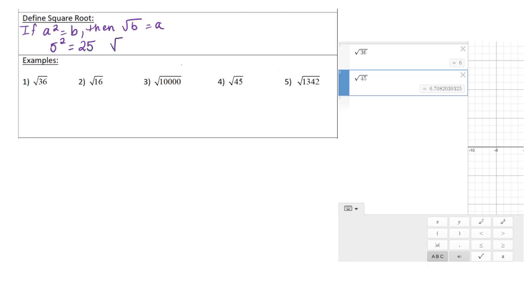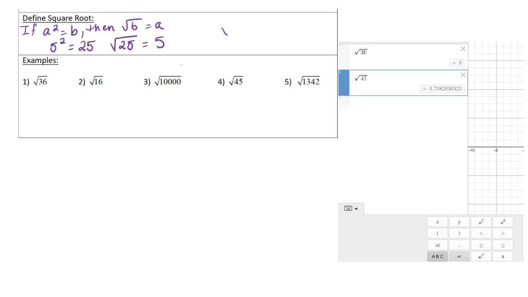And so the square root of 25 is 5. We'll call it its positive root. The square root of 25 is also negative 5, because negative 5 squared is still a positive 25. Whenever we square a number, we always get a positive number.